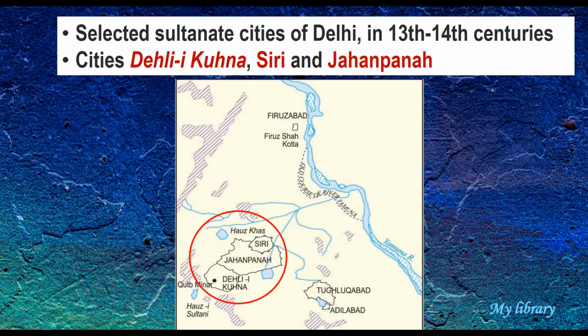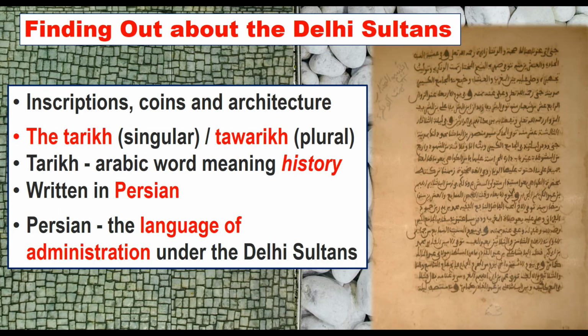You can locate the cities Delhi Kuna, Siri and Jahanpana. Finding out about the Delhi Sultans. Inscriptions, coins and architecture provide a lot of information, but very important and valuable are the Tarikh.